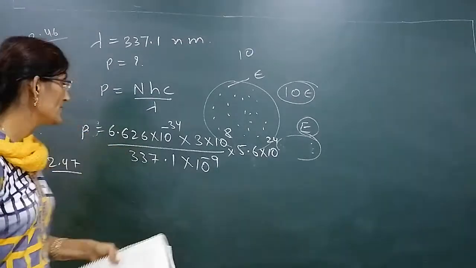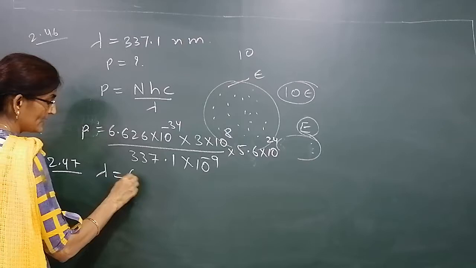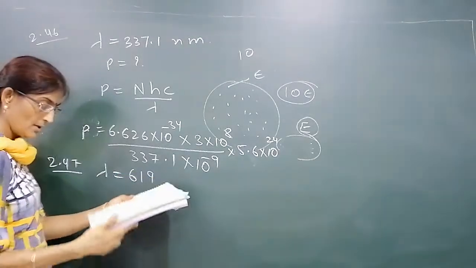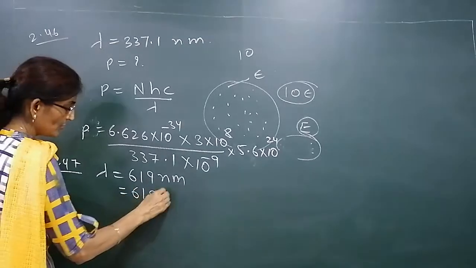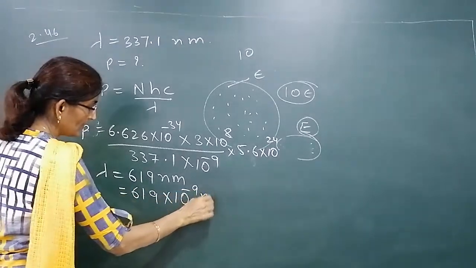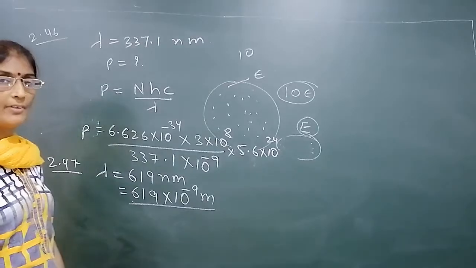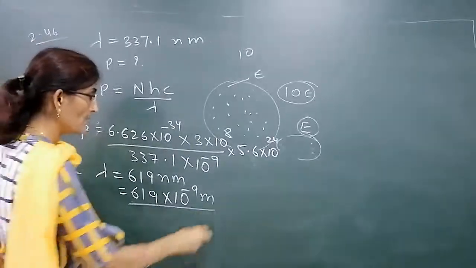Given lambda. What is lambda given? 616 nanometer. How to convert it into meter? 616 into 10 to the power minus 9 meter. Radiations having this wavelength lambda are given. What you have to determine?